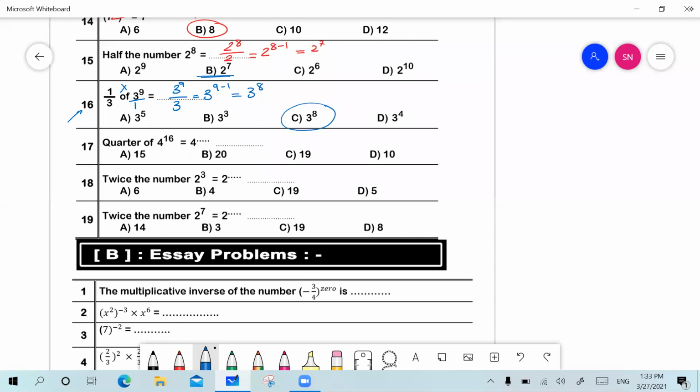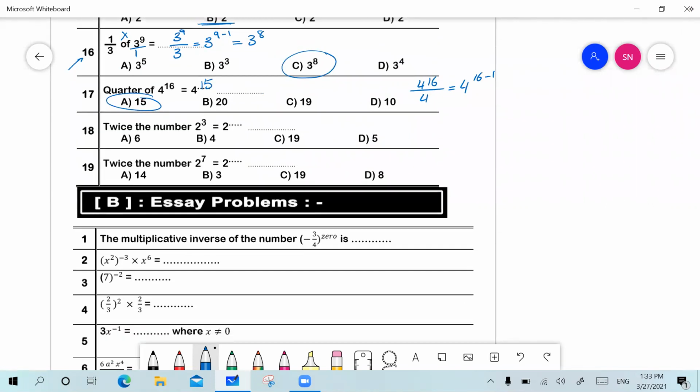Number 17, the quarter of 4 to the power of 16. This is going to equal 4 to the power of 15. I am doing the same: 4 to the power of 16 divided by 4. So it is equal to 4 to the power of 16 minus 1. So it is 4 to the power of 15. Thank you, Omar.